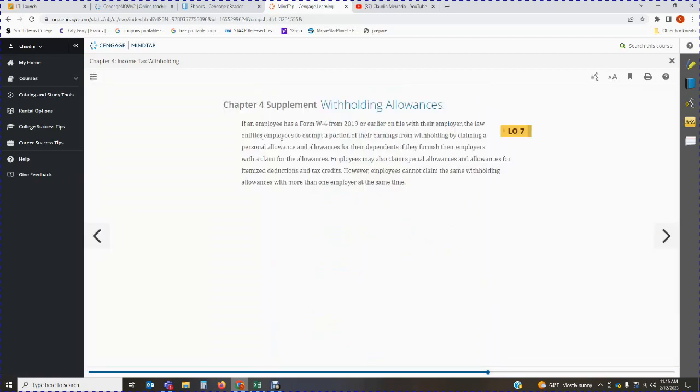So basically this section explains the withholding allowances. It states that if an employee has a Form W4 from 2019 or earlier on file with their employer, the law entitles employees to exempt a portion of their earnings from withholding by claiming a personal allowance and allowances for their dependents if they furnish their employers with the claim for the allowances. Employees may also claim special allowances and allowances for itemized deductions and tax credits.